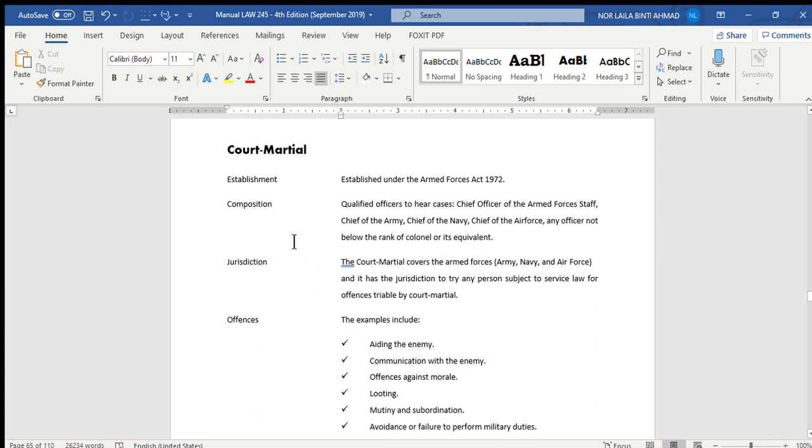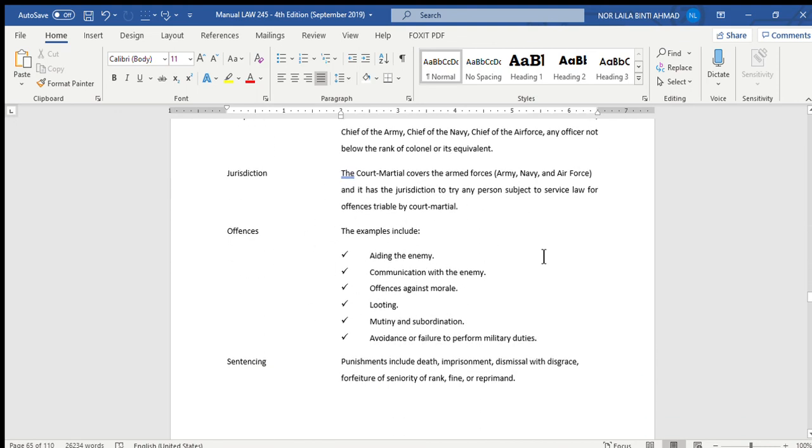The jurisdiction of the court martial here is to hear disputes regarding the armed forces, including the Army, Navy, and Air Force. It has the jurisdiction to try any person subject to service law for offences triable by court martial. Examples of offences heard by a court martial are aiding the enemy, helping the enemy, communication with the enemy, and offences against morals. Looting here means that if they steal goods during a riot or war.